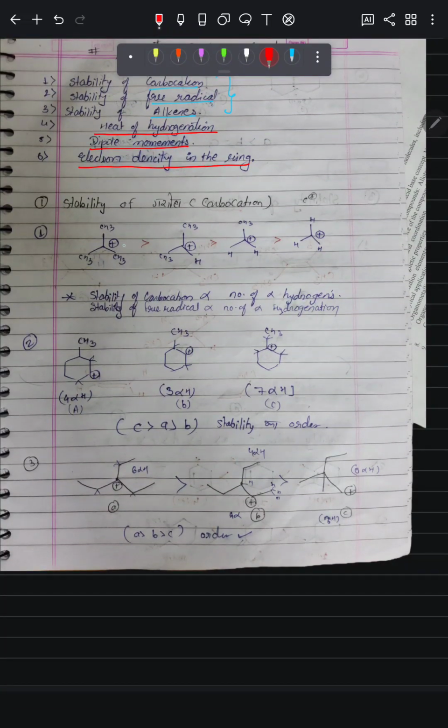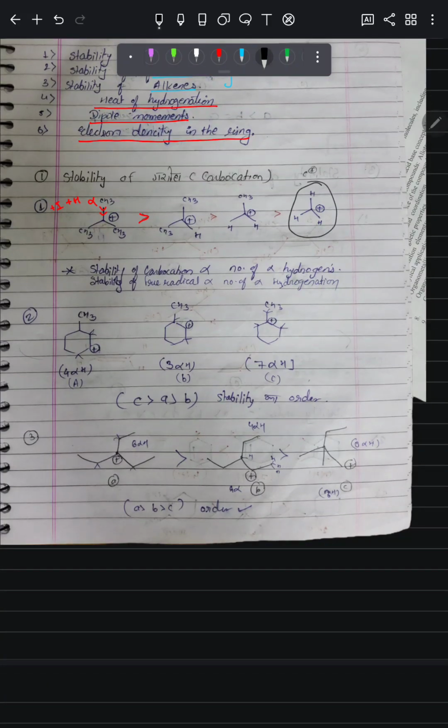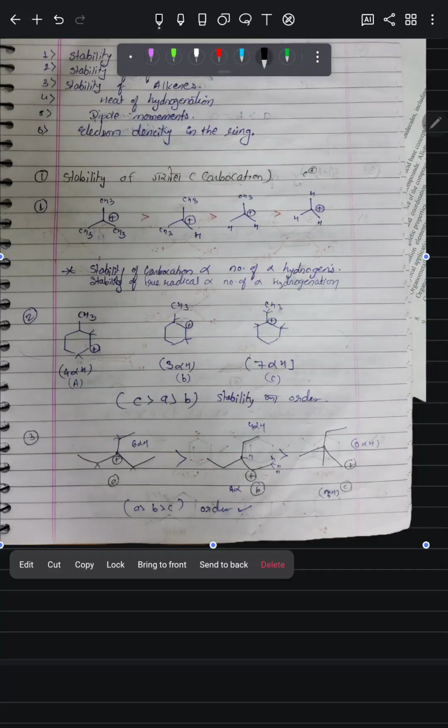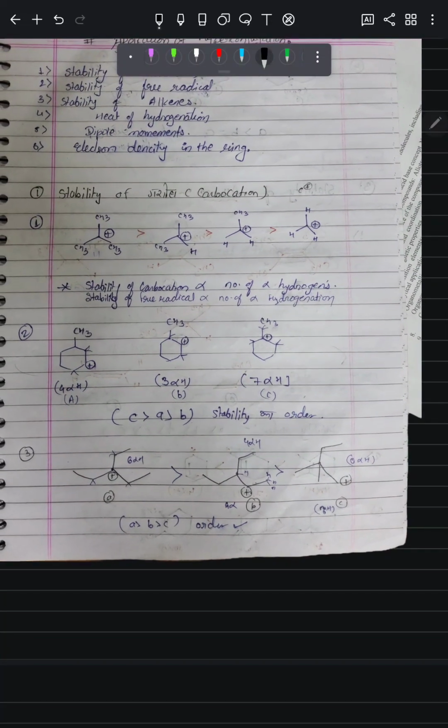As you can see here, if the number of alpha hydrogens is more, then this is more stable, and it is donating with plus H and also with plus I. So this is more favorable as compared to a carbocation without any methyl group. So the stability of carbocation is directly proportional to the number of alpha hydrogens, and the stability of free radical is also directly proportional to the number of alpha hydrogens.